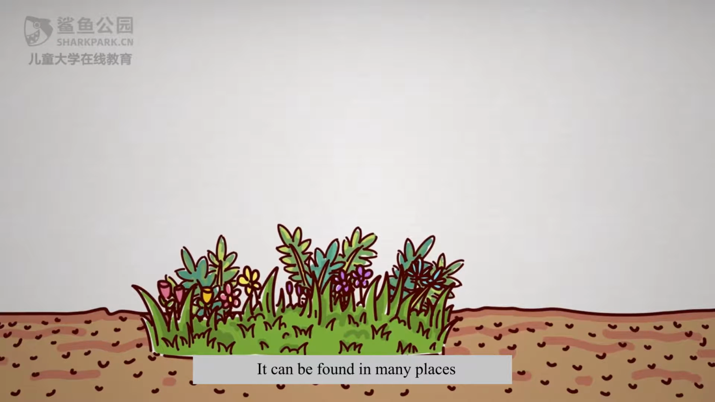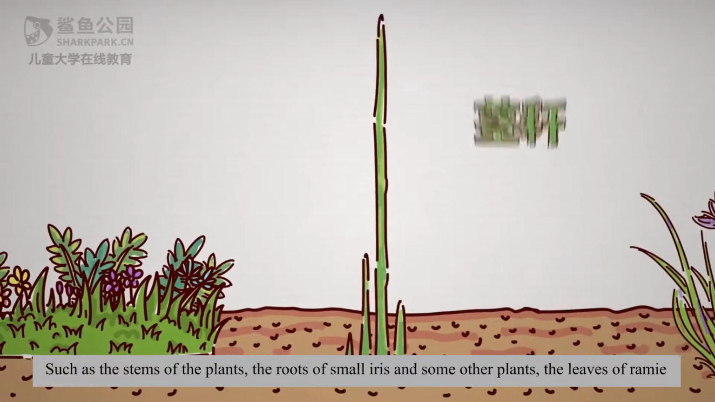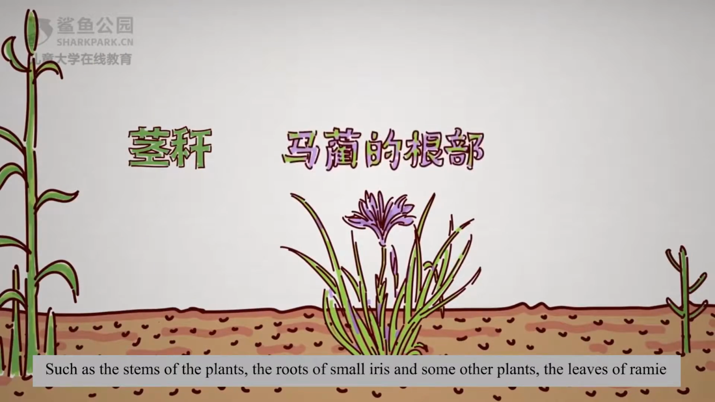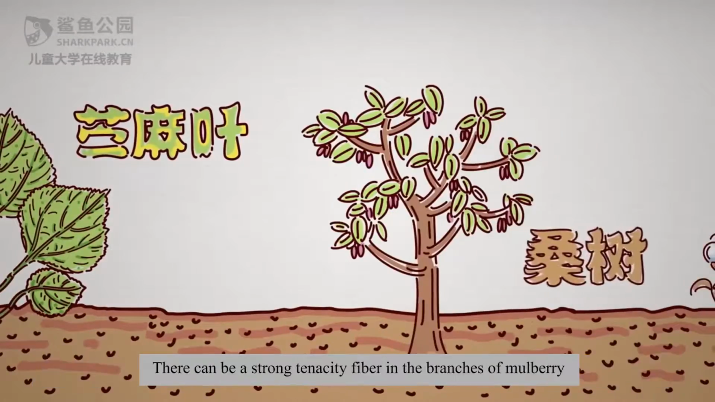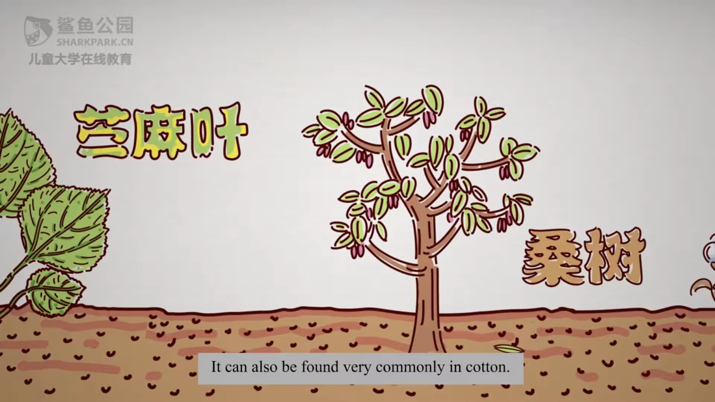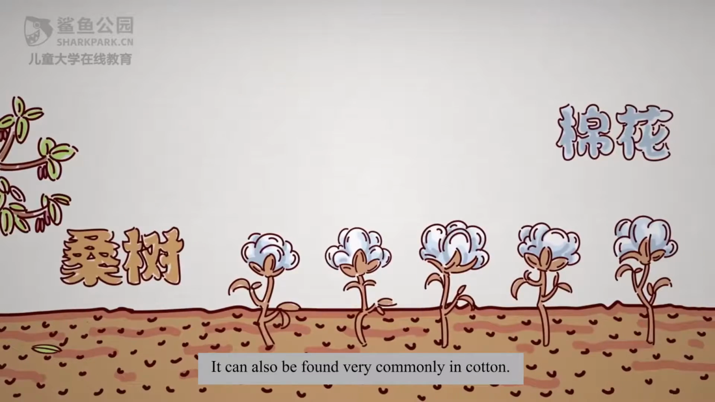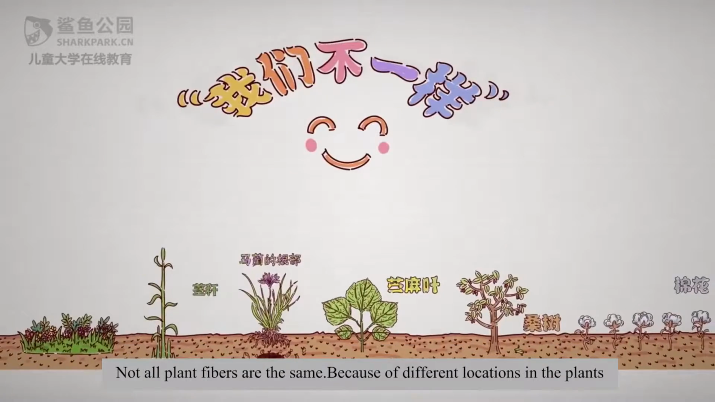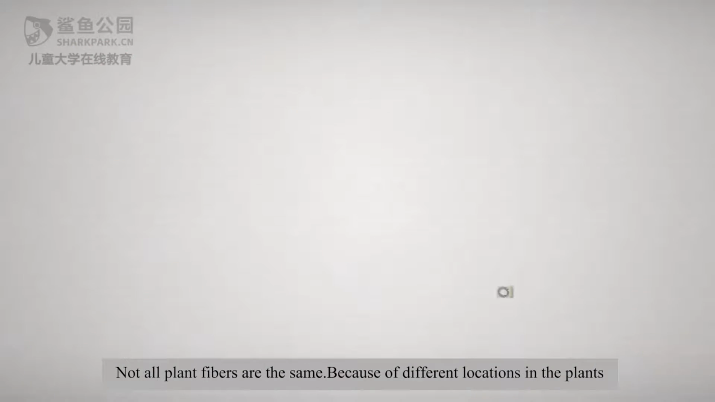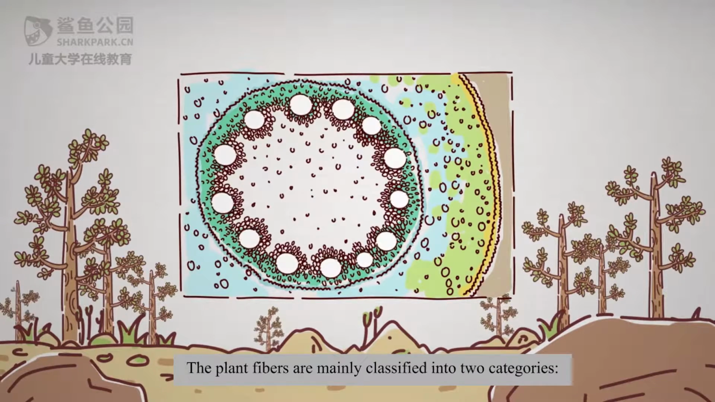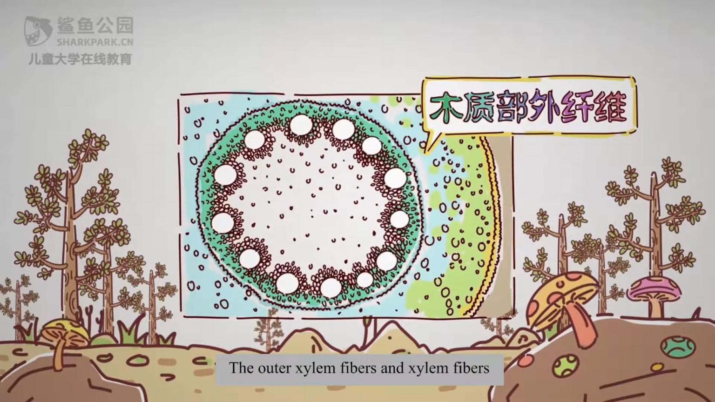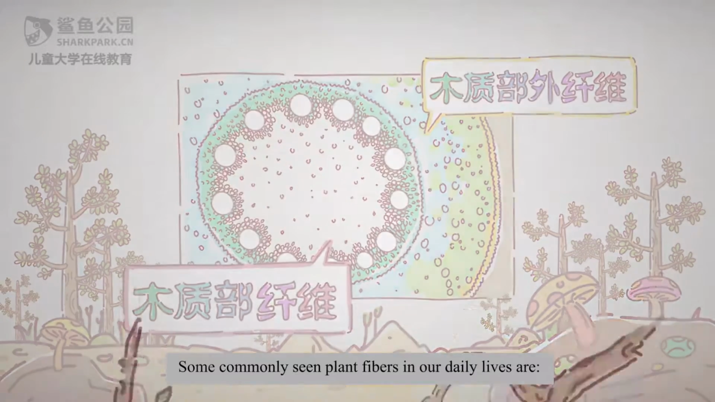It can be found in many places, such as the stems of the plants, the roots of small iris, and some other plants. The leaves of railing. There can be a strong tenacity fiber in the branches of mulberry. It can also be found very commonly in cotton. Not all plant fibers are the same, because of different locations in the plants. The plant fibers are mainly classified into two categories: the outer xylem fibers and xylem fibers.